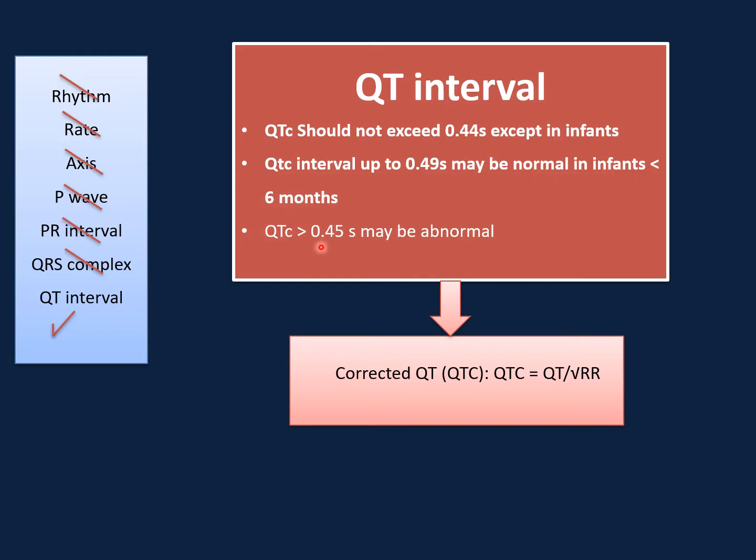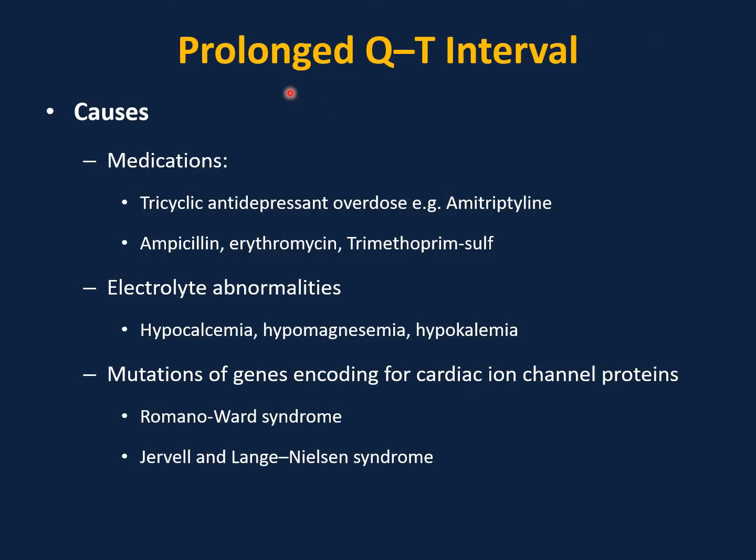Corrected QT interval more than 0.45 seconds may be abnormal. The formula we use for the correction is QT divided by the square root of R to R. Very important in this case, we use seconds, not milliseconds. Seconds, not milliseconds.